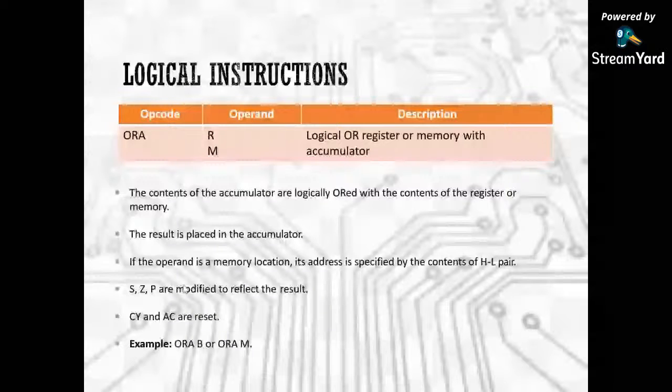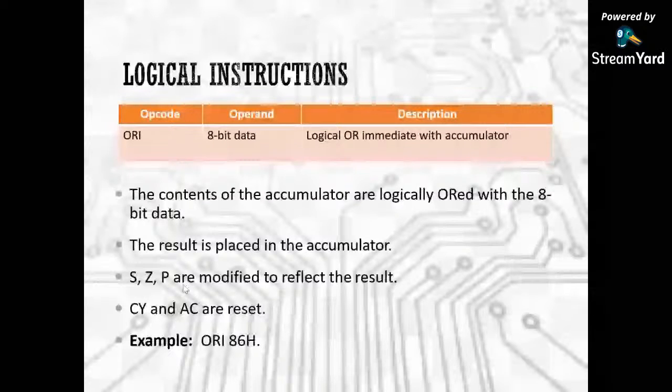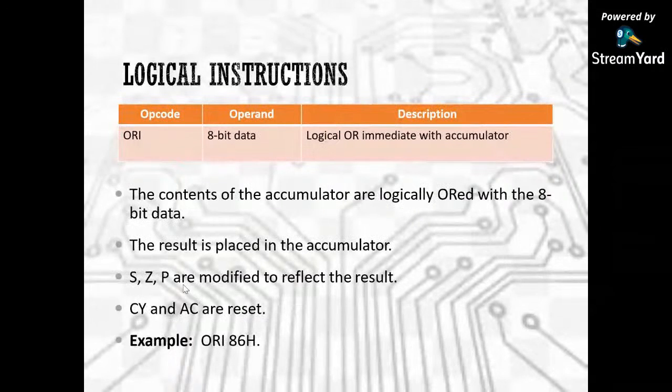For example, we have ORI, OR immediate with the accumulator. The content of the accumulator is logically ORed with the 8-bit data. Then the result will be placed in the accumulator. There are flags that are modified to reflect the result, for example the sign flag, zero flag and parity flag, while CY and AC are reset.